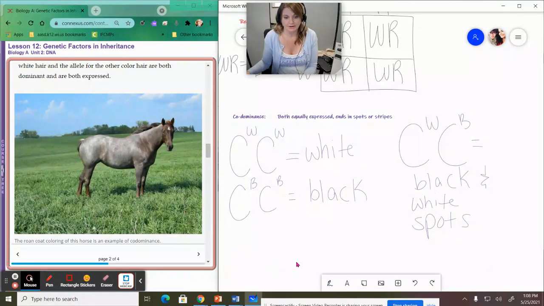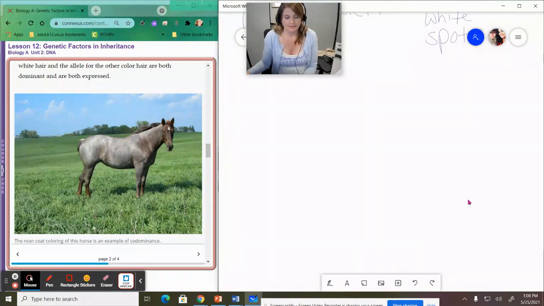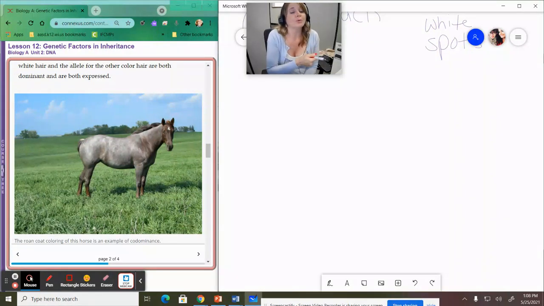All right, so an example of this codominance pattern is human blood type. So I don't know if you guys know what your blood type is, but if you don't, you should. You should ask your parents, and if they don't know, they should ask their doctor, because it's important information to know. I have type O blood, so I'll give you an example of how my genes are.